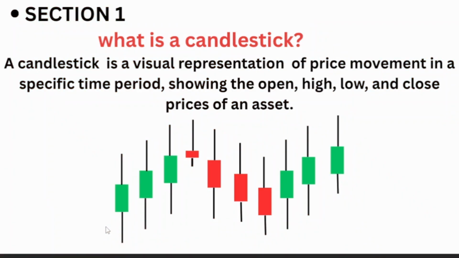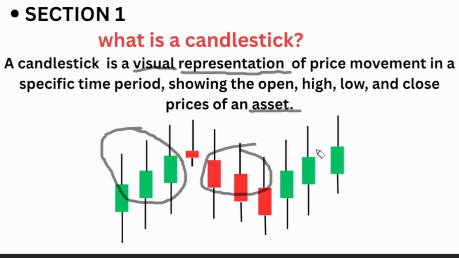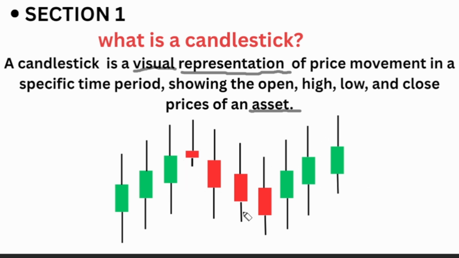Section 1. What is a candlestick? A candlestick is a visual representation of price movement in a specific time period, showing the open, high, low, and close prices of an asset. All these things you see in these green, red, green candles is basically what we call the candlestick.